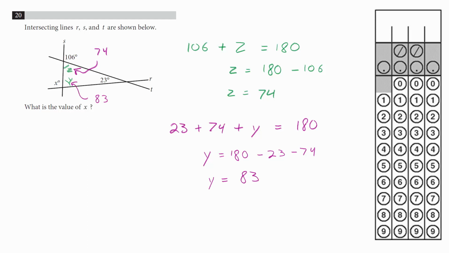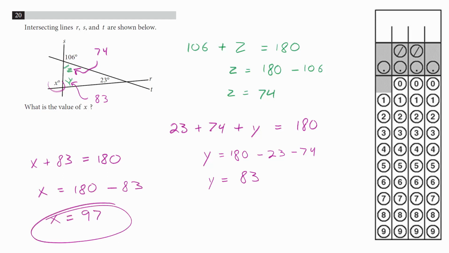The last thing we need to figure out is the value of x. So we know that x plus 83 is going to equal 180. So x equals 180 minus 83. So x equals 97. 9, 7. 9, 7 get bubbled. And that's it.